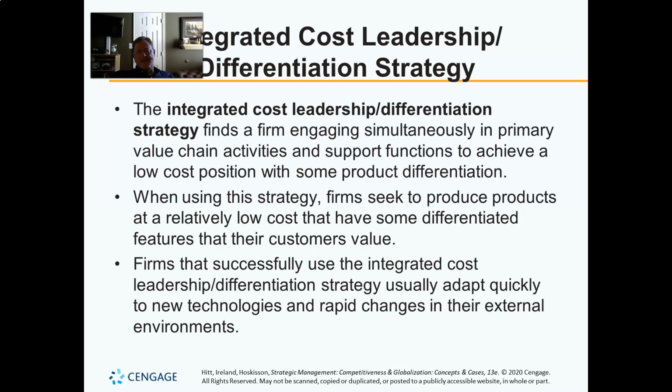But with best value, you're constantly tweaking that relationship between price and PQ, trying to get customers to perceive that you have the best value in the industry. Integrated cost leadership, again, is average PQ, lower than average selling price. Integrated differentiation is above average PQ, average selling price. Okay, so you see the nuanced differences.